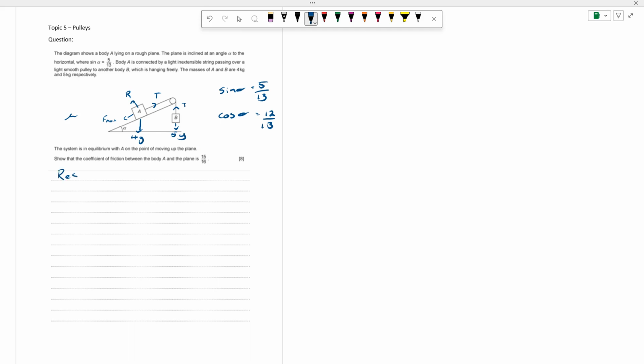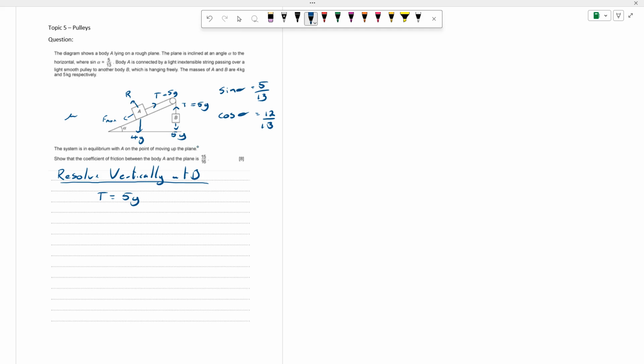Okay, so if I resolve vertically at B, going up should also go down. So T must just be 5g. Okay, first bit, nice and easy for me to do. So I now know that T is 5g, which means it should also be 5g at A as well. Now, the other thing I need to do is work out what F max is before I go any further.